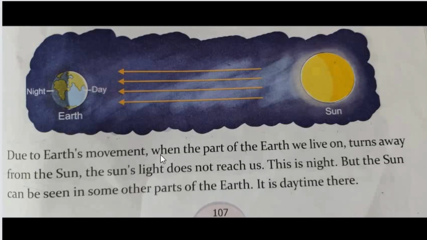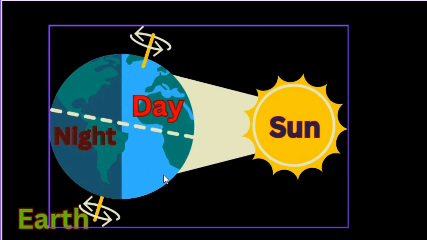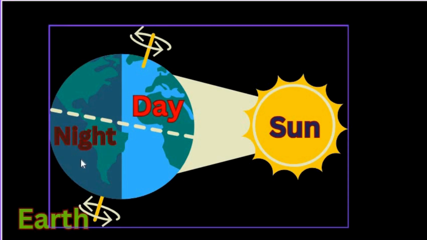Due to earth's movement, when the patch of earth we live on turns away from the sun, the sunlight does not reach us. This is night, but the sun can be seen in some other patch of earth. It is daytime there. Correct? See, this part of the earth, here the sunlight has reached. So this part of earth is the daytime, but in this part, the sunlight has not reached. So this part is night.